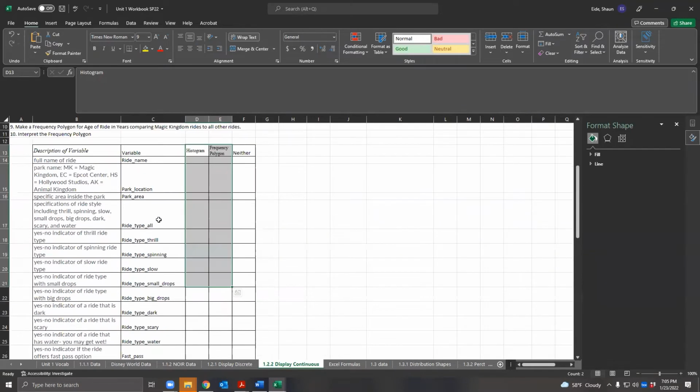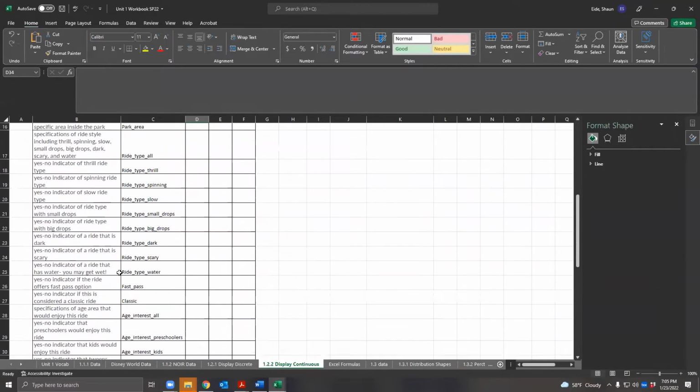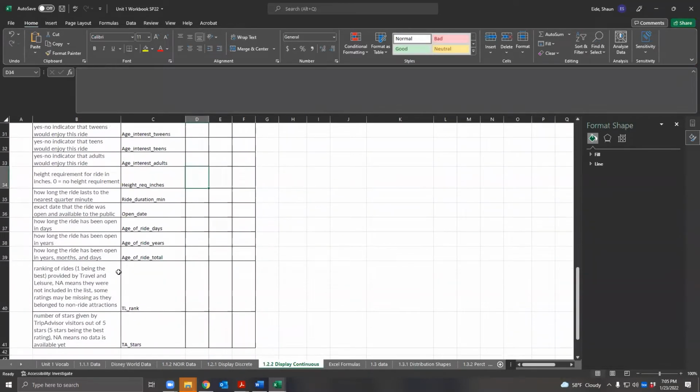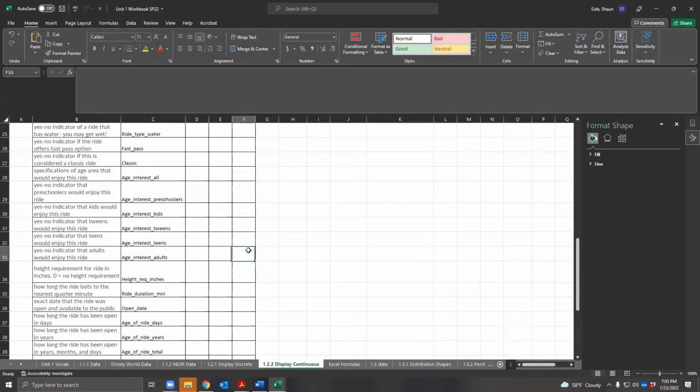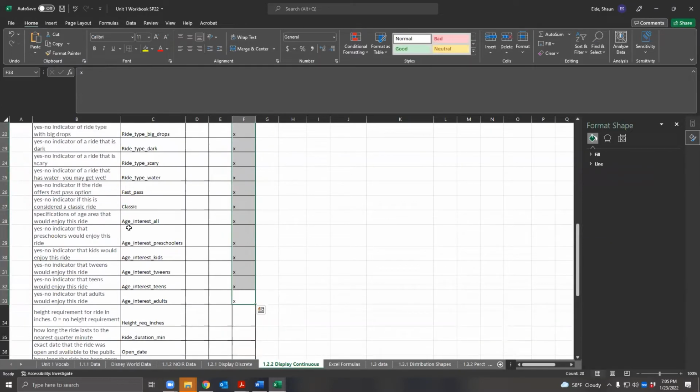And so we're going to come down here and make sure that only the ones that are quantitative are done. So we're going to do height requirements. For these, we would do neither, and just drag it up. I'm pretty sure because all of those are qualitative. Except for this, I think.